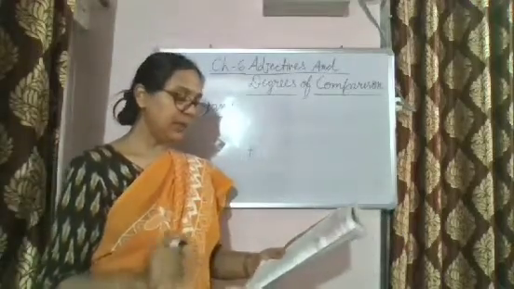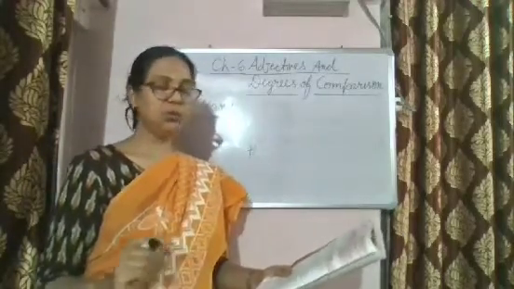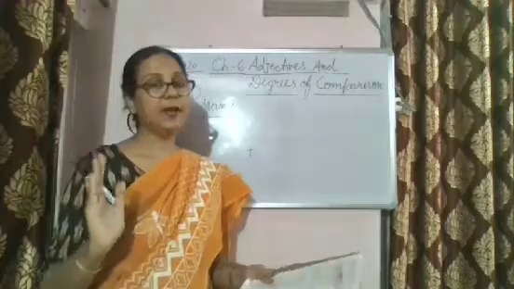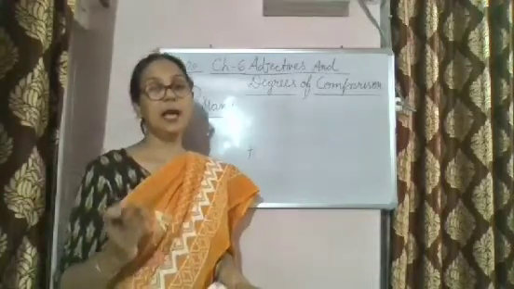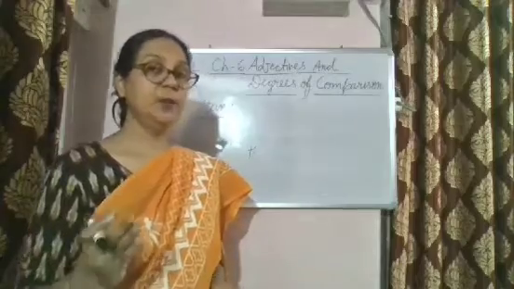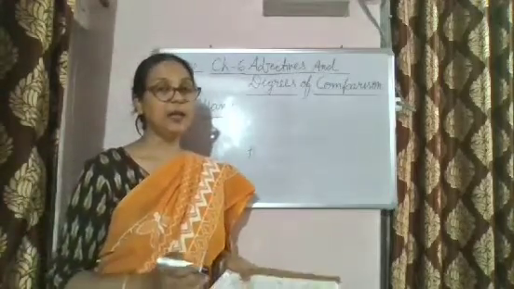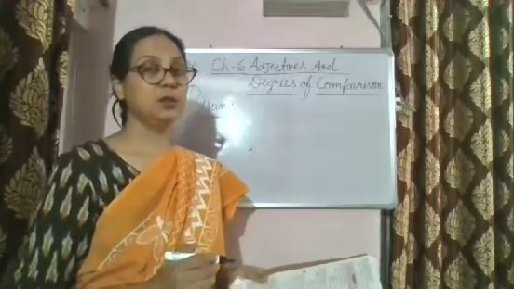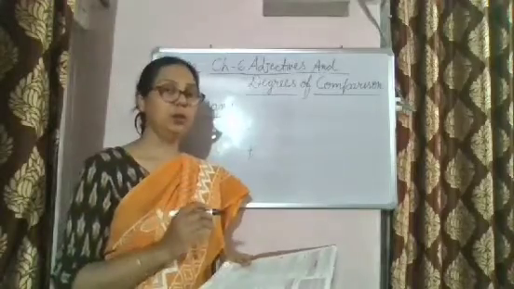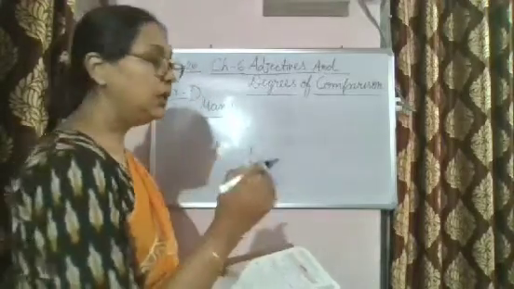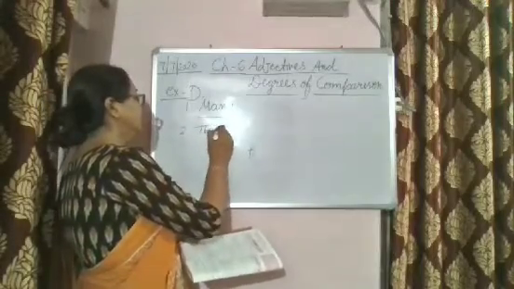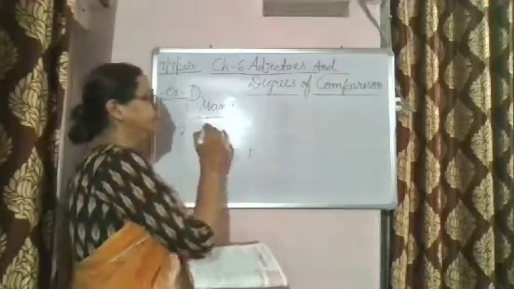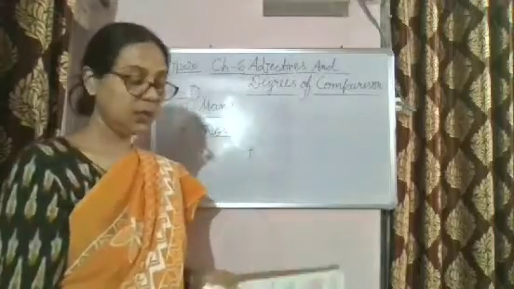Third is, please return dash books to me. In bracket, it is written demonstrative adjective. So, as you all know, this, that, these, those are demonstrative adjectives. And it is written over here, books. So, we have to write in plural. So, these books or those books, you have to return.